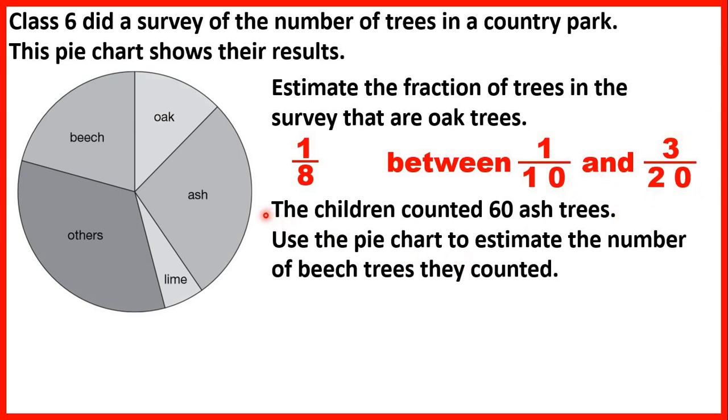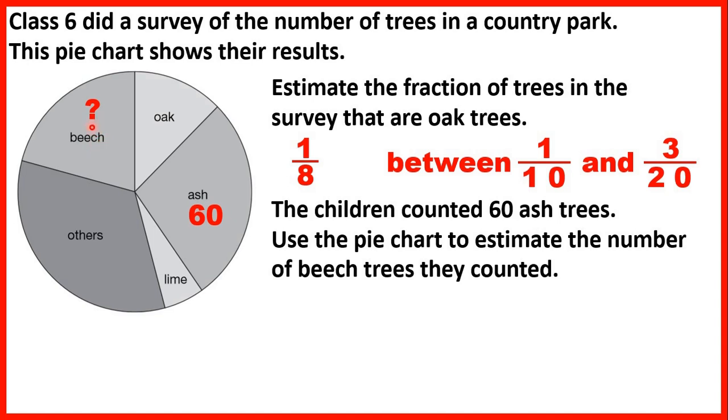The children counted 60 ash trees. Use the pie chart to estimate the number of beech trees they counted. So ash trees are here, and we know that there are 60 ash trees. But we want to find the number of beech trees.